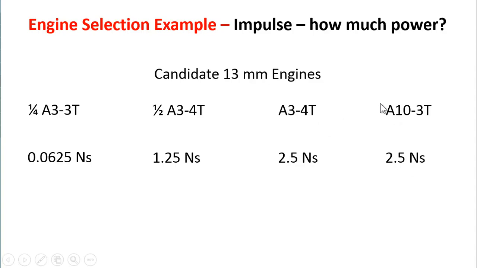These two engines deliver exactly the same impulse, the same power level to the rocket. So theoretically, these two should drive your rocket to exactly the same altitude. There are some little details that are going to make for some subtle differences, but in general, these two engines have the same power level. So the A10 is not necessarily a better choice than the A3. It's more complicated than that.